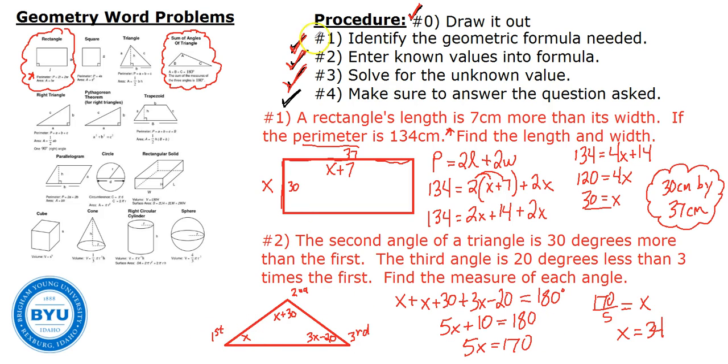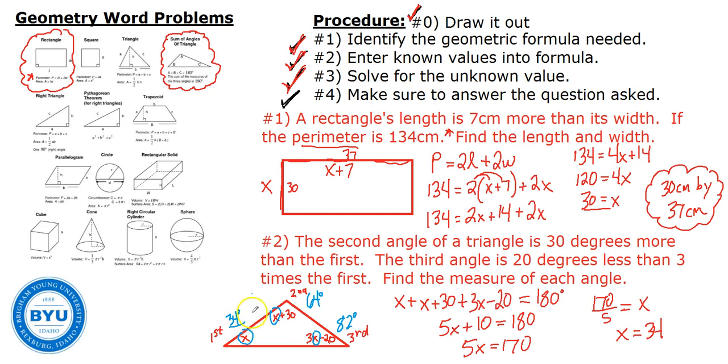I'm going to plug in 34 here into this one. And so I know the first angle is 34. And when I plug 34 into this x, I find out that the answer for the second angle is 64 degrees. And when I plug 34 into this x, I have to do 3 times 34, which is 102 minus 20. That comes out to be 82. So it's these three angles that this question is asking for.